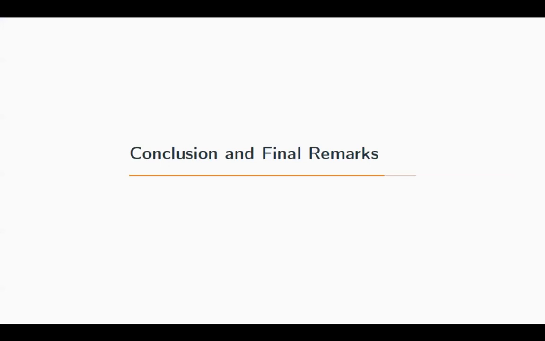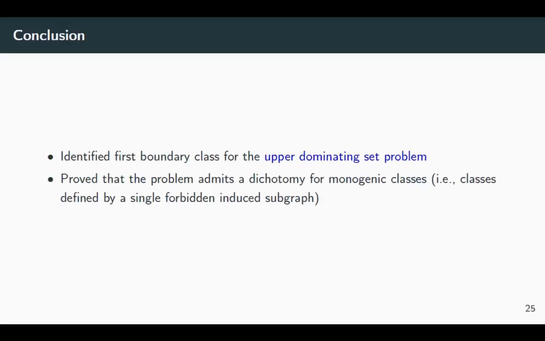That brings us to the final conclusion. There are basically two things that we identified. First, a boundary class. It was unknown for this problem, and it is unknown for most problems. Only a few problems have boundary classes. So it was possible to first find a boundary class for the upper dominating set problem, and we proved that the problem admits a dichotomy for monogenic classes.